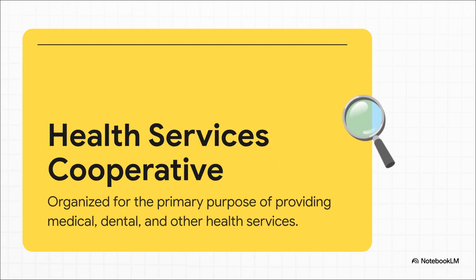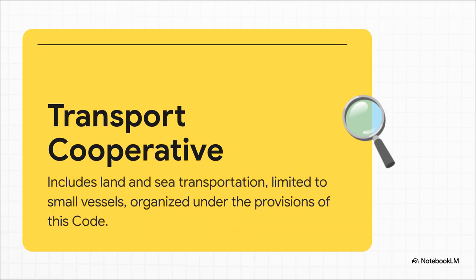This one's pretty self-explanatory. A health services co-op is basically a community's answer to getting accessible healthcare. It could be a clinic, a small hospital, or even a pharmacy, all owned and operated for the good of the members. You see these everywhere, from jeepneys and buses to those small ferry services. These co-ops are run by their members, the drivers and the operators themselves.